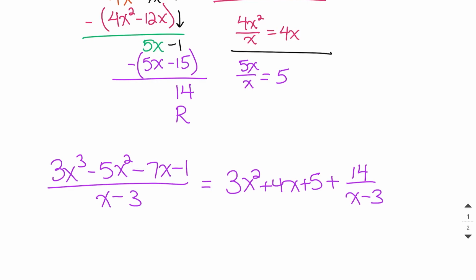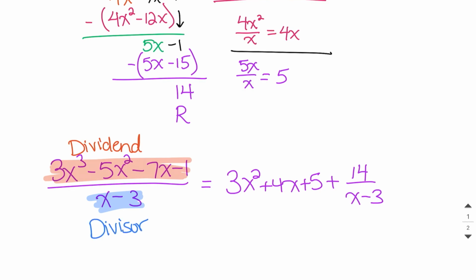So a couple pieces of information here. I've rewritten this so that it's a little bit neater so you can see what's going on. This expression right here is your dividend. This expression right here is your divisor. So whatever you're dividing by is called your divisor. This expression right here is called your quotient. And your quotient is just your answer, okay? And then this expression right here is called your remainder.